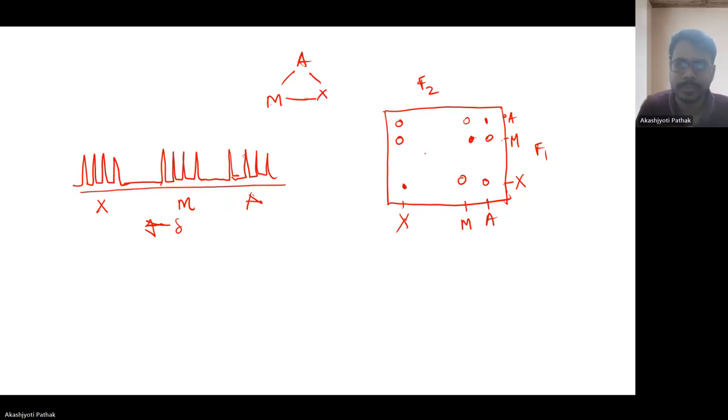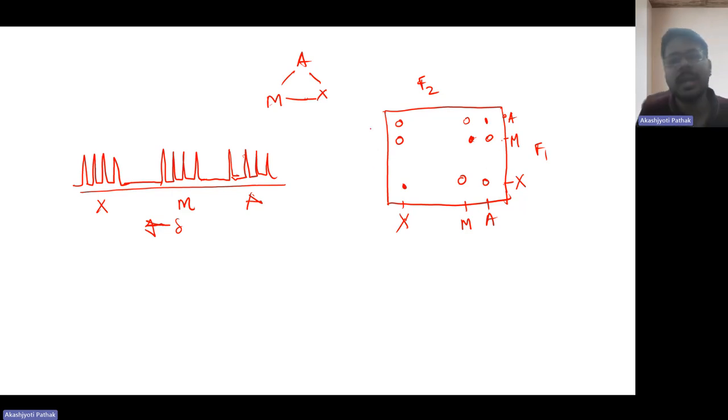Is it clear? X is coupled to A, so you get a cross peak here. X is also coupled to M, so you get a cross peak over here. A is coupled to M, you get a cross peak over here. A is also coupled to X, you get a cross peak over here. And M is coupled to X and M is coupled to A, so you get two cross peaks for this MX coupling and AM coupling.